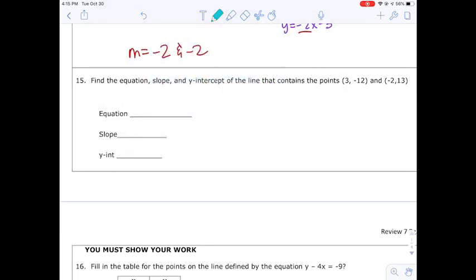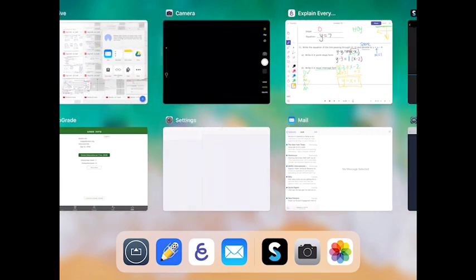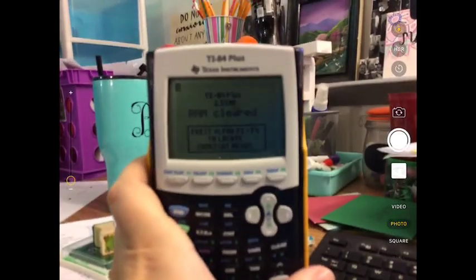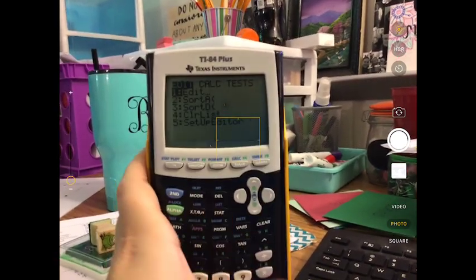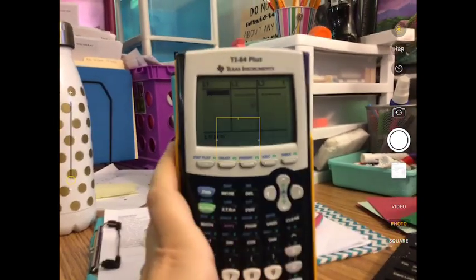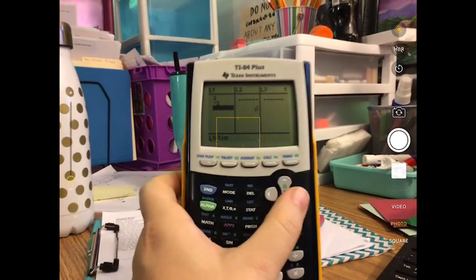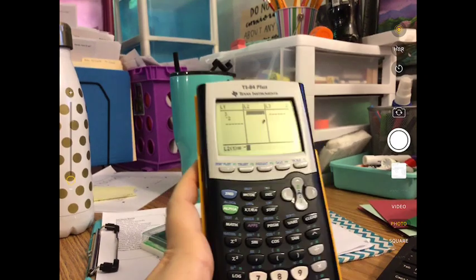Problem 15 wants the equation, slope, and y-intercept of a line with these 2 points. So I'm going to write them in a table and put them into stat edit. And I have a calculator here to show you all those steps. So in my calculator, I'm going to click the stat edit options. I'm trying to show you a little more light. There we go. So in L1, I have 3 and -2.